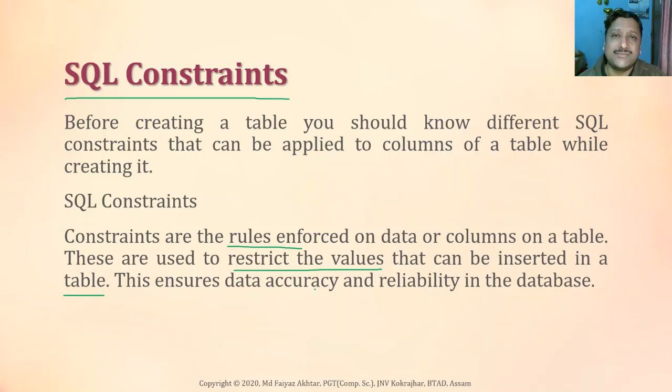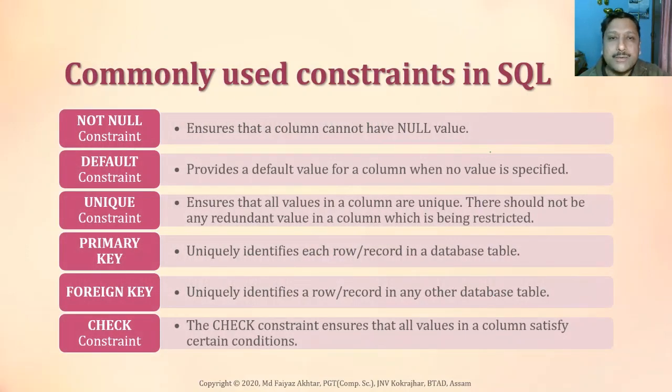Suppose there is an age field and you don't want to enter an age above 100 years, then you can restrict that it will be less than or equal to 100. Each and every time you enter the age, it will check before saving the record in the database. This ensures data accuracy and reliability in the databases. So we should always use constraints. And what are those constraints? See here, the commonly used constraints in SQL are like this.